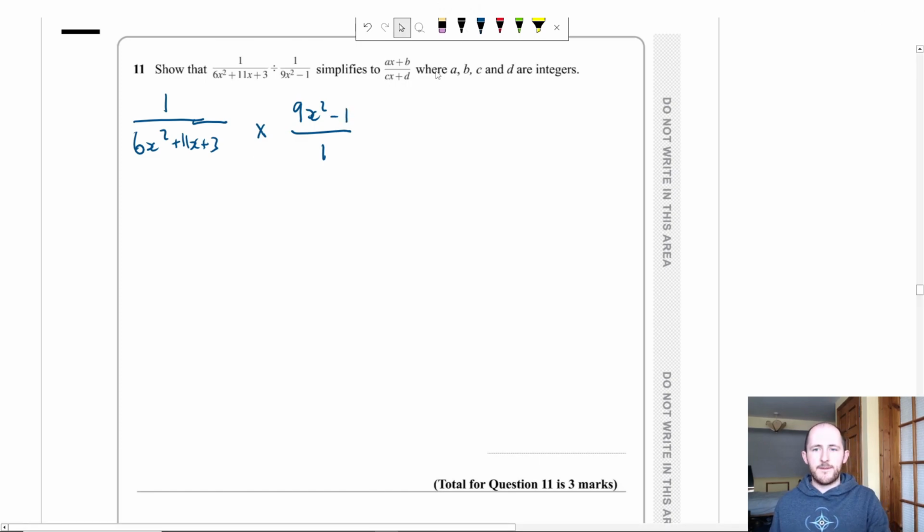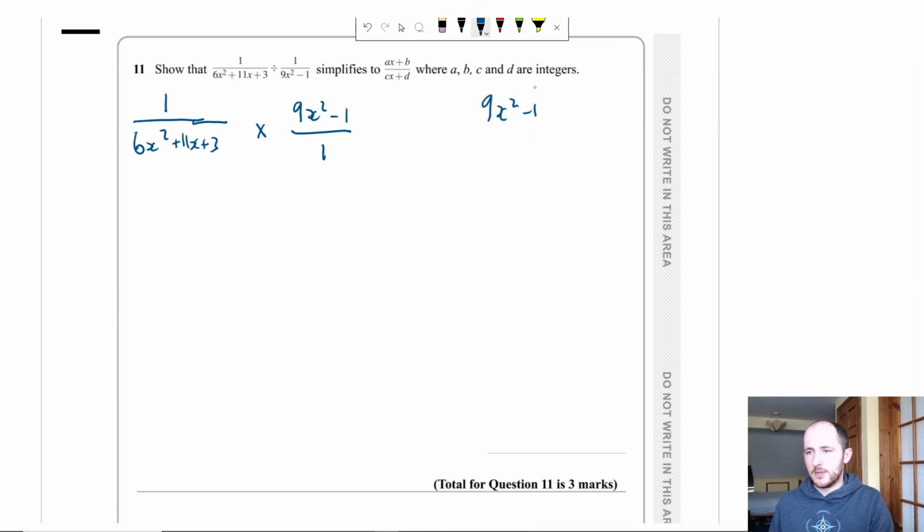Well, what you want to do is factorize any quadratics you have, because in virtually every single case, there's going to be some cancelling that you can do. So let's first factorize 9x squared minus 1. Now, if you have a look, this is a difference of two squares. This first thing can be square rooted, it's a square number. And 1 can also be square rooted.